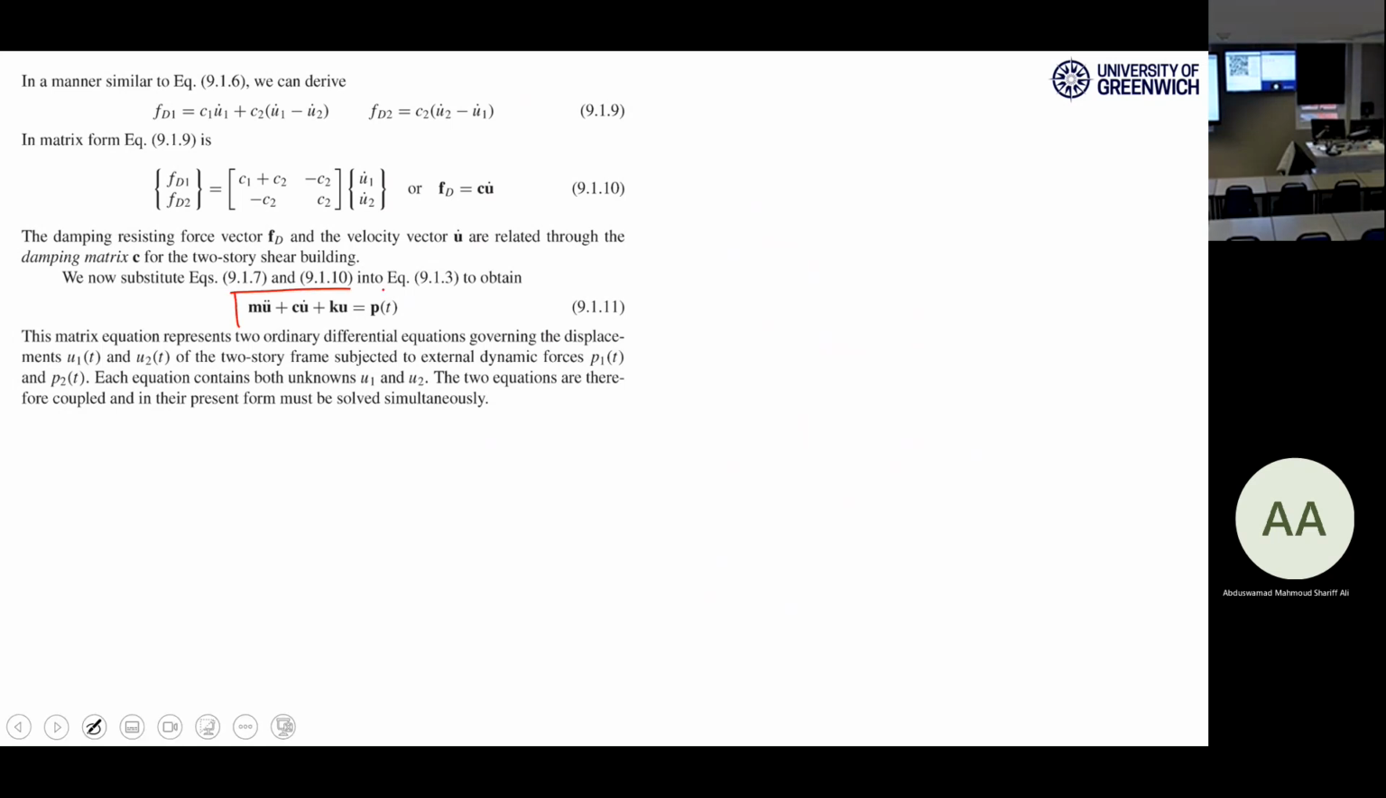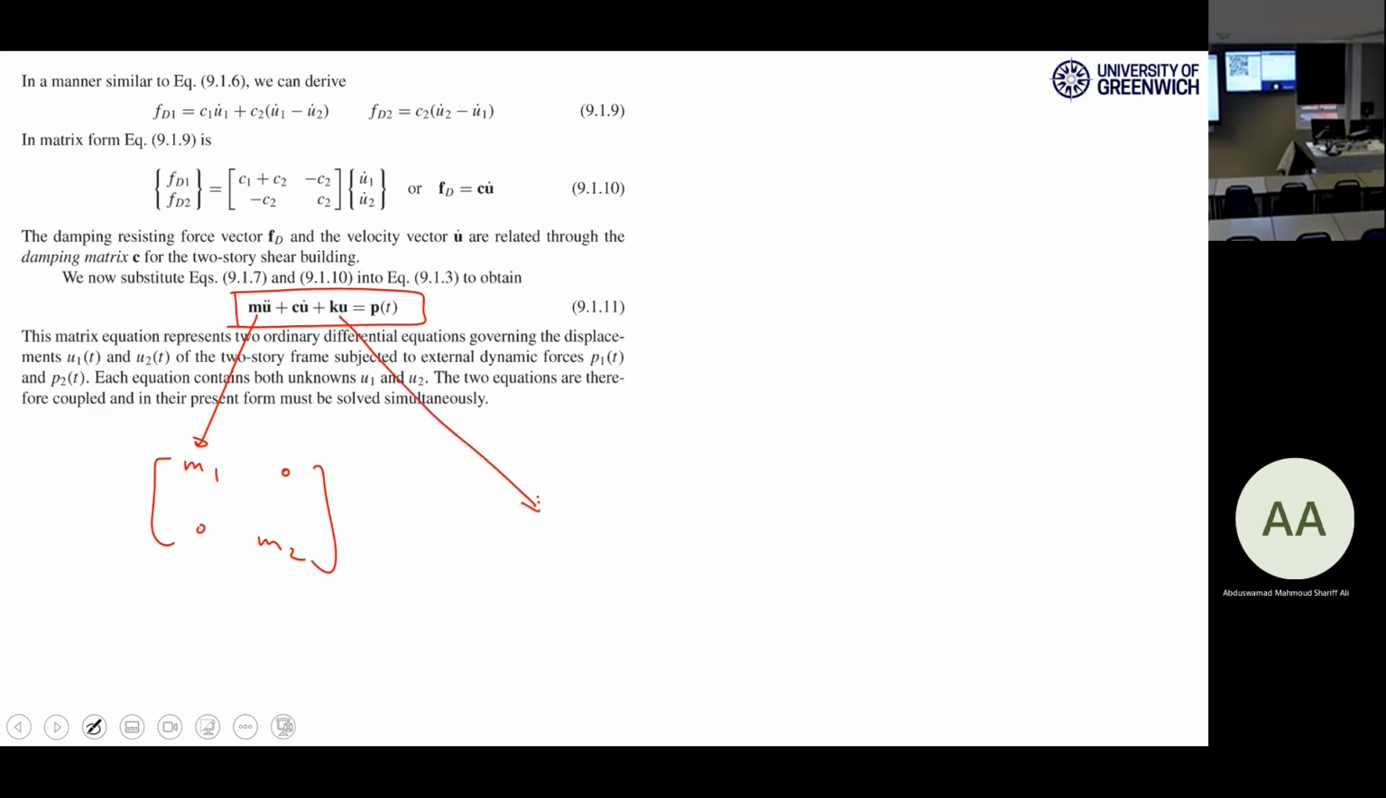This is the partial differential equation system for a multi-degree of freedom system. For a simple two-story building, the mass matrix is M1, M2, 0, 0. M1 is the whole mass in the first story, M2 is the whole mass in the second story. If you have a 5-story building, it's M1, M2, M3, M4, M5, 5 by 5. Right?